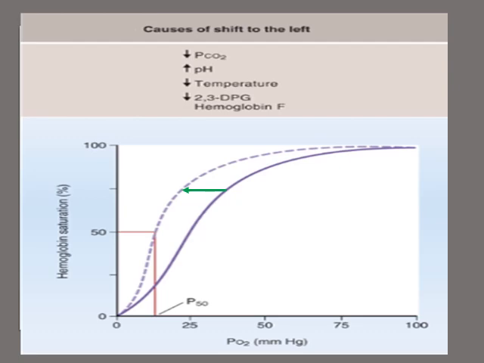That's to say, hemoglobin is being loaded with oxygen and giving the oxygen to the tissue with great difficulty. The causes of shift to the left include decrease in the partial pressure of carbon dioxide, increase in the pH, decrease in the temperature, decrease in the concentration of 2,3-diphosphoglycerate, also the presence of fetal hemoglobin, and carbon monoxide poisoning.